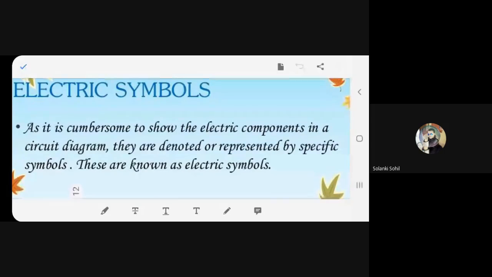Now, as it is cumbersome, what is the meaning of cumbersome? Heavy, difficult. That is the meaning of cumbersome. So you got a new word, girls? Yes, ma'am. Use it in your vocabulary now. Cumbersome is a painstaking process, very difficult and unusual. So you cannot show the electrical components in a circuit diagram by writing down their names. It becomes very difficult. So what do we do? We denote it by specific symbols. It becomes easy. So these symbols are known as electrical symbols.